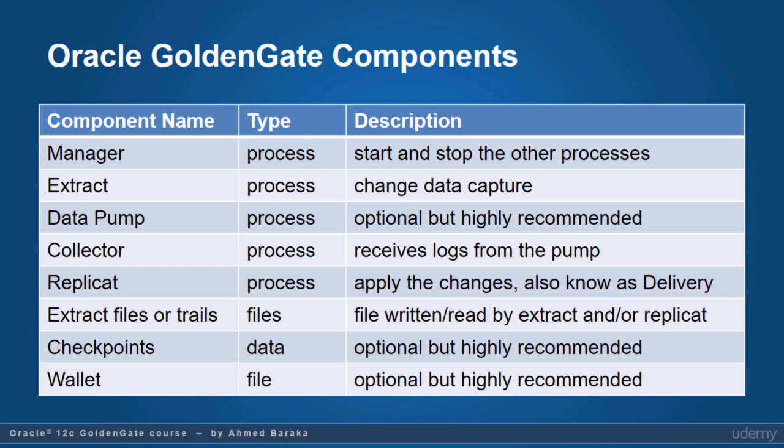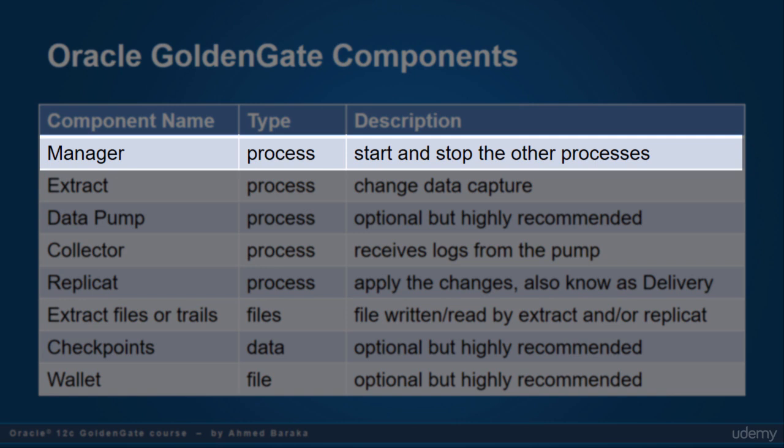Here you have a list of the GoldenGate components. We have the manager process. This process is used to start and stop the other processes, but it's not required for the ongoing operation of the other processes. For example, you use the manager process to start an extract process. After that, if you shut down the manager process, the extract process will not get affected.